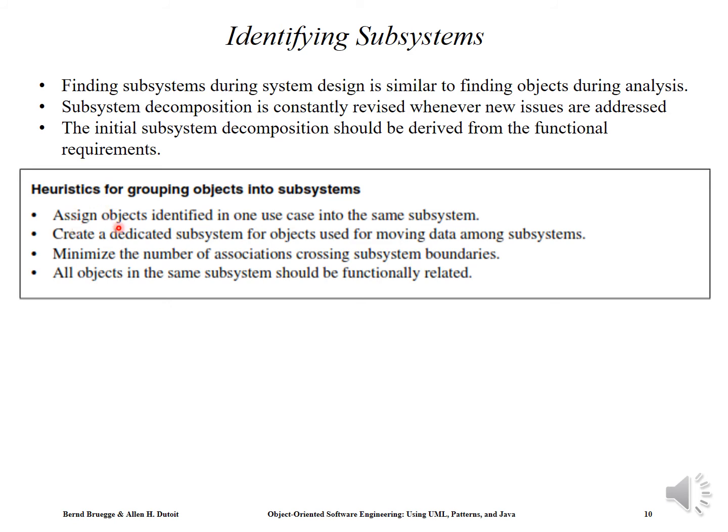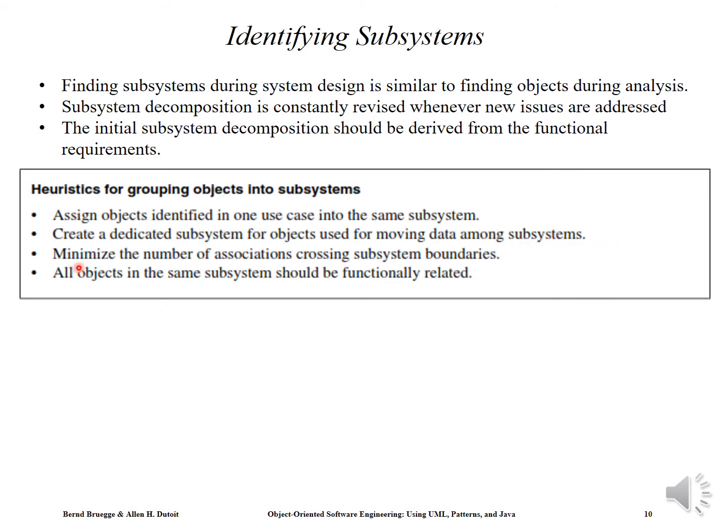The first is to assign objects identified in one use case into the same subsystem. That is, if in one use case we identified 4 objects, we should keep them in the same subsystem. Second is to create a dedicated subsystem for objects used for moving data among subsystems. The objects involved in the data movement between subsystems should have a dedicated subsystem, so that any change in that should not affect the other subsystems.